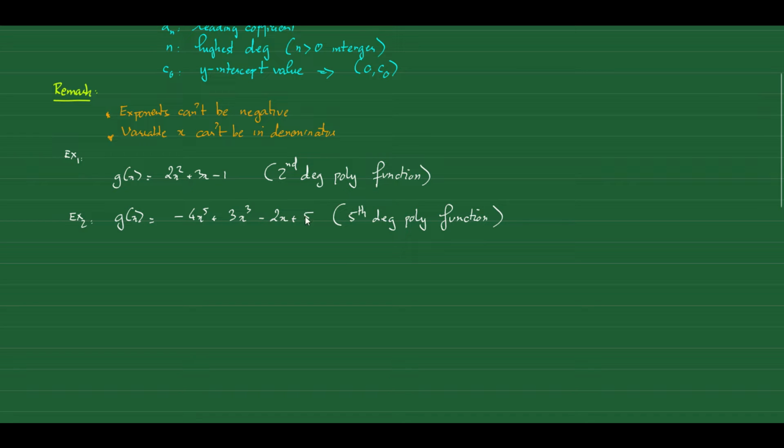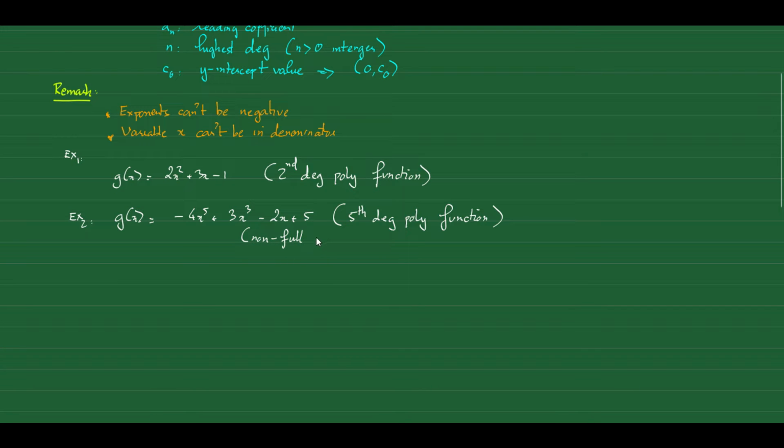This is a 5th degree polynomial function. Usually if we have a 6th degree polynomial function and it's full, it contains 6 terms. But if you look at this, we don't have the 4th degree term, right? And we don't have the 2nd degree term. So we're missing 2 terms. So this one is non-full.